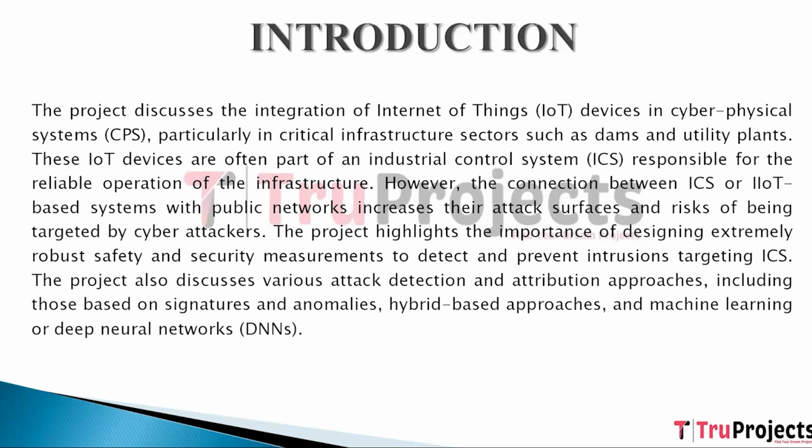These IoT devices are frequently part of an industrial control system (ICS), which is in charge of ensuring the infrastructure's reliability. However, connecting ICS or IIoT based systems to public networks expands their attack surfaces and increases the vulnerability to cyber criminals. The project emphasizes the significance of developing exceptionally robust safety and security measures to identify and prevent ICS attacks. The project also addresses other approaches to attack detection and attribution, such as those based on signatures and anomalies, hybrid approaches in machine learning or deep neural networks.